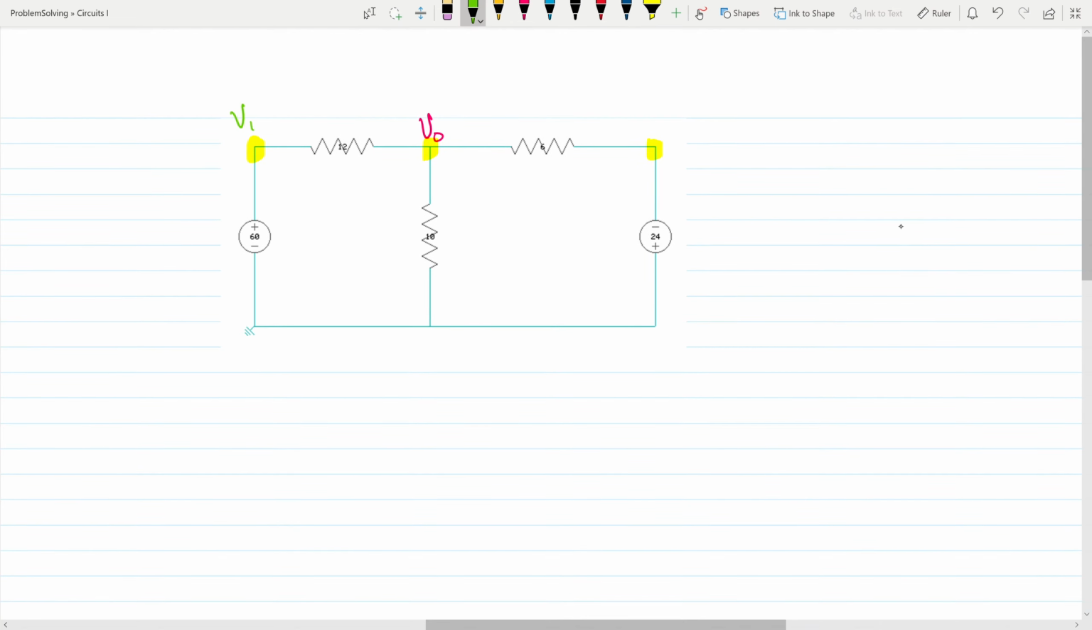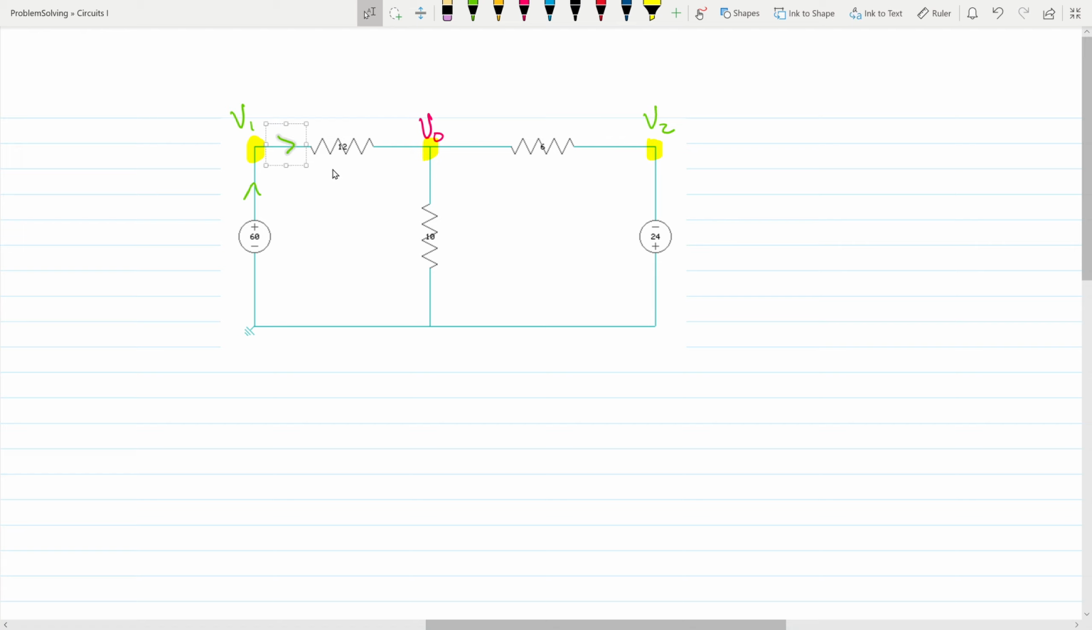So we have V naught so far, V1 and V2. Again, what I just did was label each of these nodes. The next thing I'm going to do is assign the current directions with respect to each of these nodes. They're all arbitrary as long as I'm consistent. For example, if I say this branch's current is going into node V1, well, it must also emerge from V1 because it's the same branch. So I just have to be consistent.